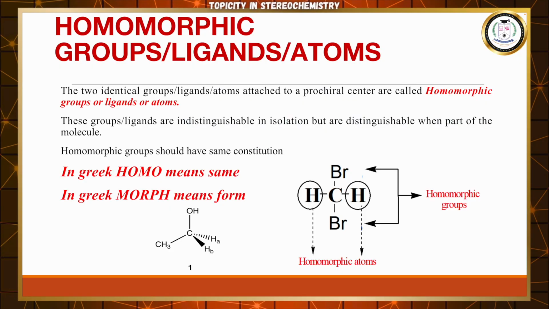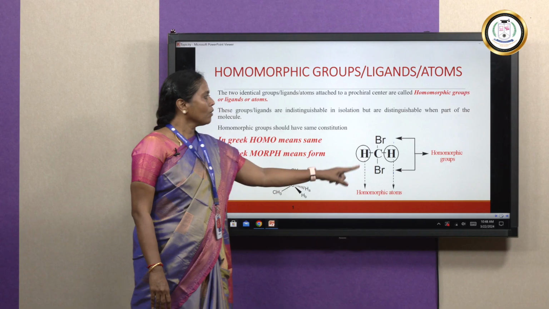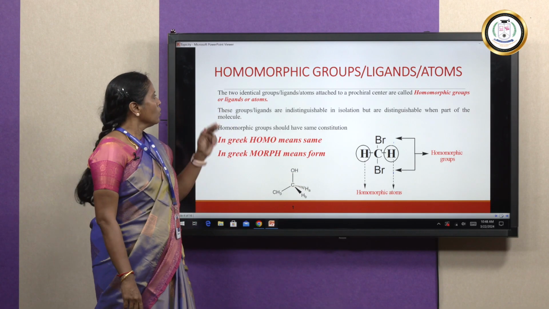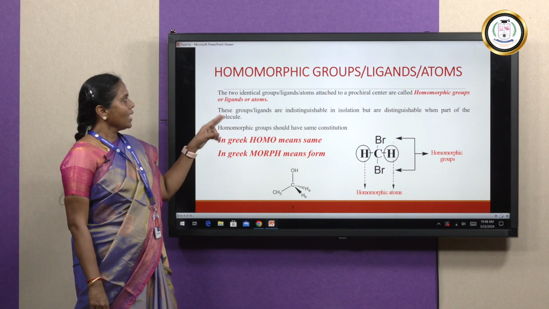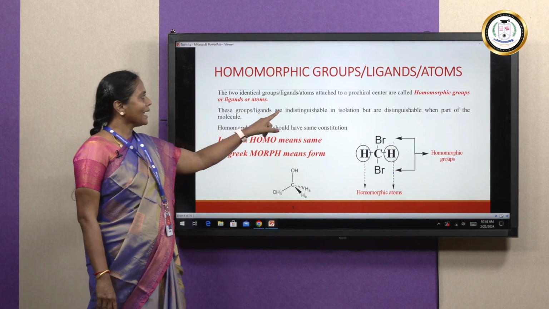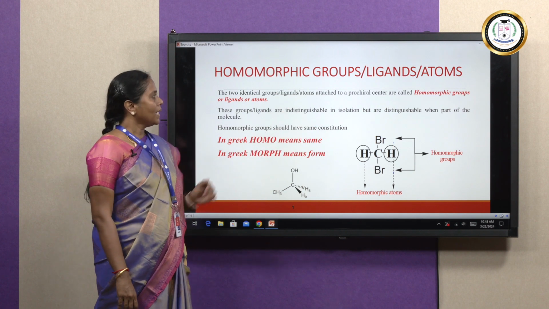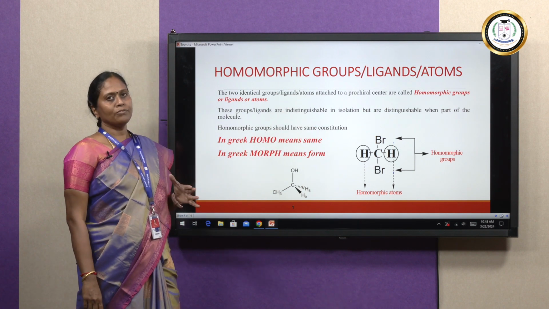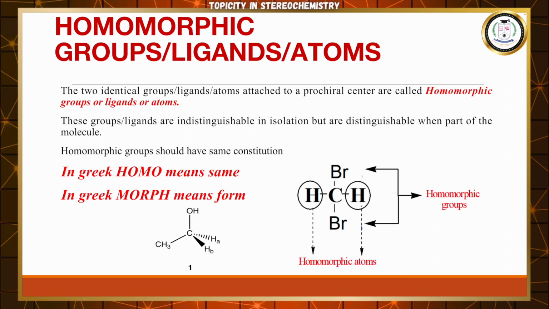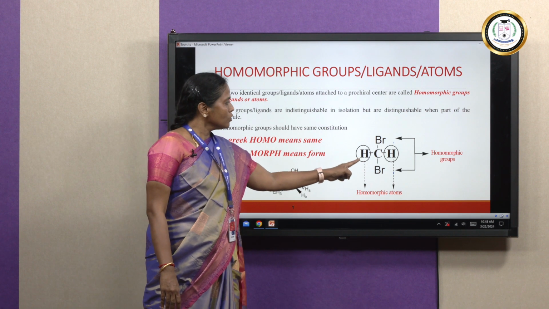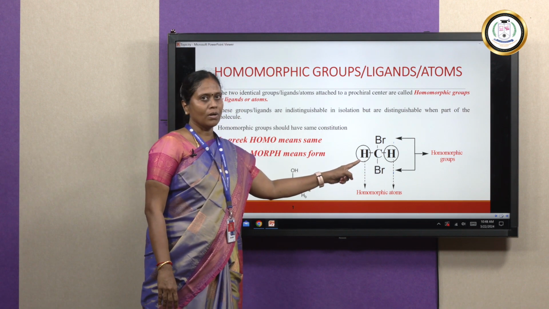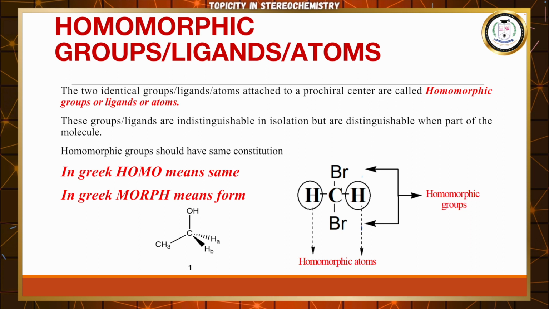So as I told you, the identical groups that are present on the prochiral molecule are called homomorphic groups. Homomorphic groups present on a prochiral center are indistinguishable in isolation, but they are distinguishable when they are part of the molecule. These homomorphic groups should have the same constitution. So in this compound, the two hydrogens are identical and they are called homomorphic atoms or homomorphic groups. Similarly, the bromine atoms that are present here are also homomorphic groups.